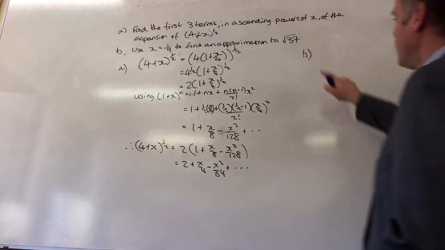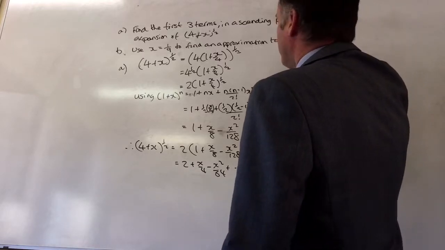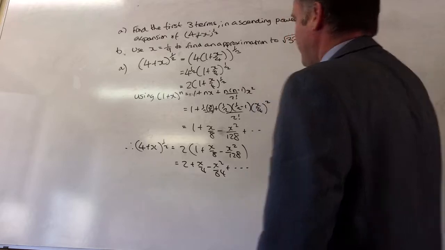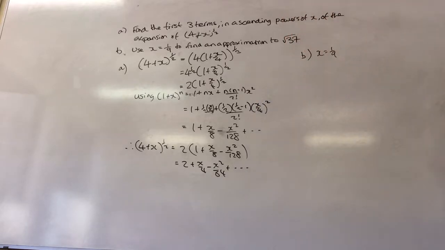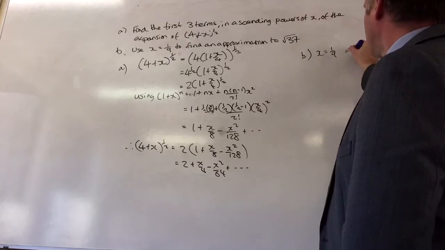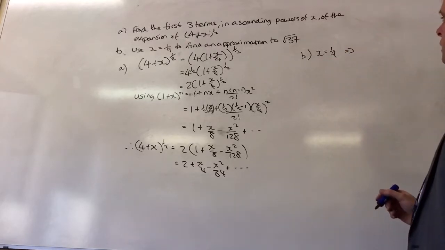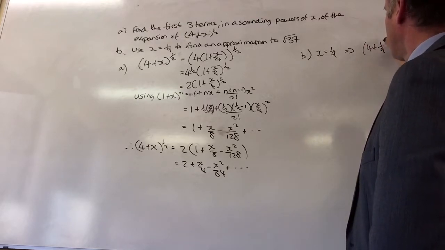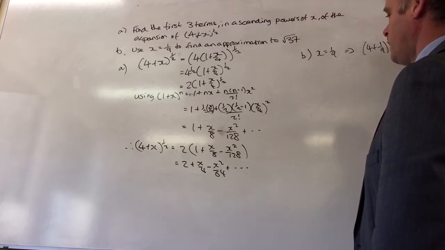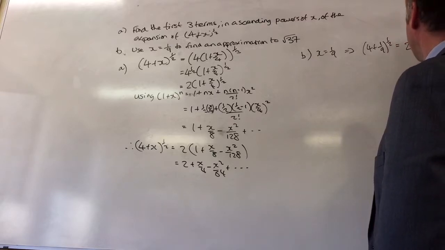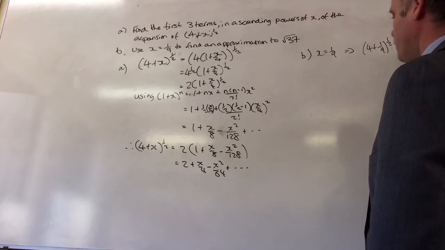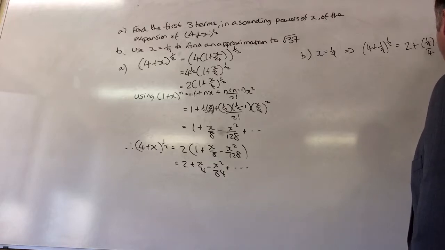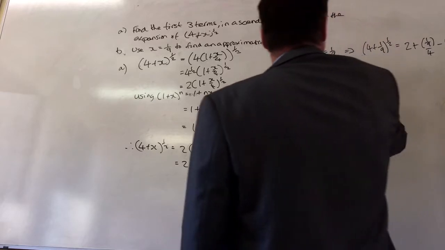So in part B, we've got x equals 1/9. And again, as we've done previously, swap it throughout the expansion and see if we can end up with what we're after, which is the square root of 37. So we have 4 plus 1/9 to the power of a half is equal to 2 plus x, which is a 1/9, over 4, minus x squared, which is 1/9 squared, over 64.